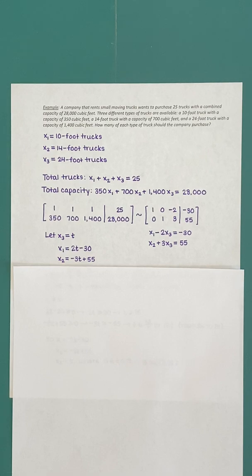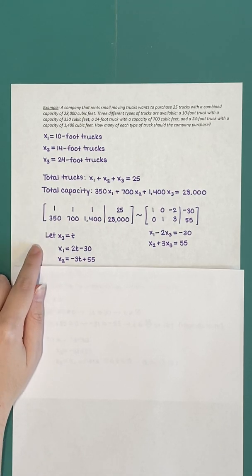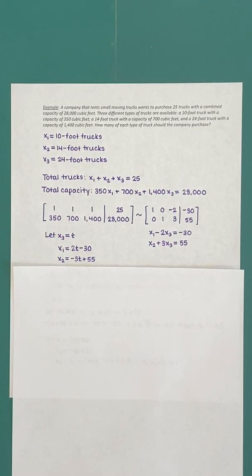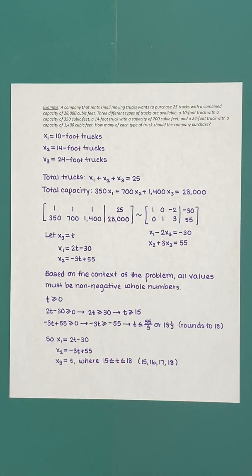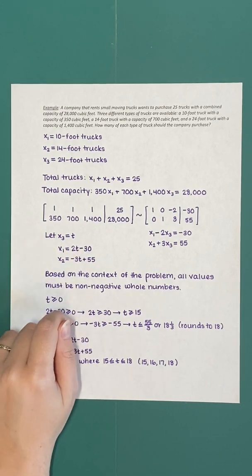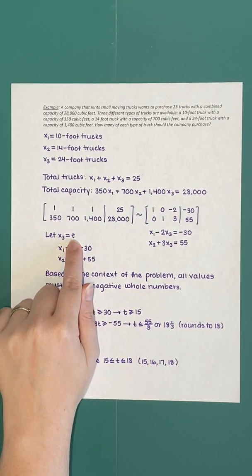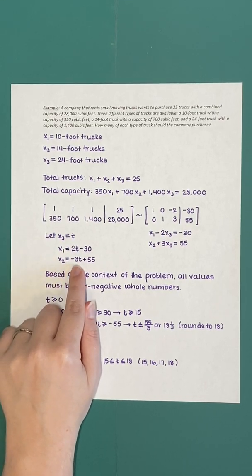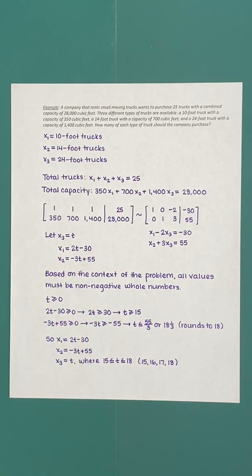So because we are in an applied situation, there are some additional constraints on t that aren't readily apparent just looking at the matrix and just looking at the formulas for determining our values that we got from that reduced system. So we need to apply those particular constraints in order to refine our answers and think about what the actual answers could be. So again, based on the context of the problem, all values need to be non-negative whole numbers. So t, whatever we pick for t, has to be a non-negative whole number. And then the resulting values for x1 and x2 also have to be non-negative whole numbers.